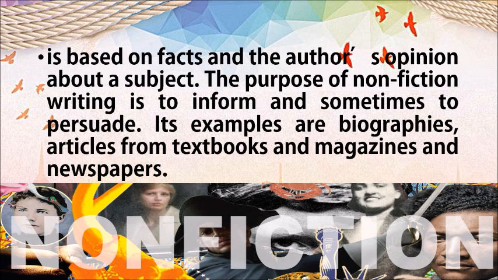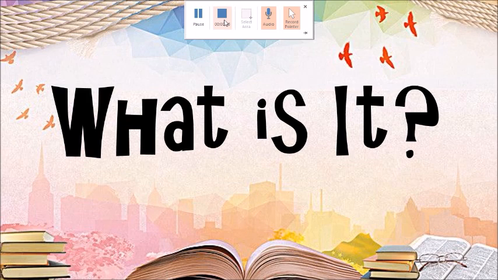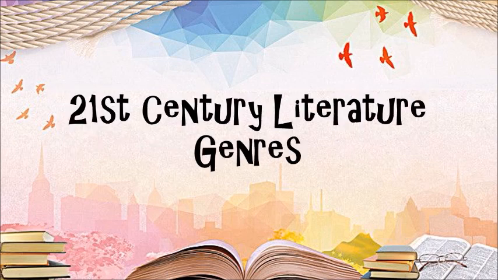Its examples are biographies, articles from textbooks, magazines and newspapers. So this aims to persuade, meaning the author wants the reader to agree with his or her opinion. So we are done rediscovering the conventional literary genres, which are poetry, drama, fiction, and non-fiction. In this part of the module, you are going to learn the modern literary genres presently used by 21st century writers. So, the 21st century literature genres.